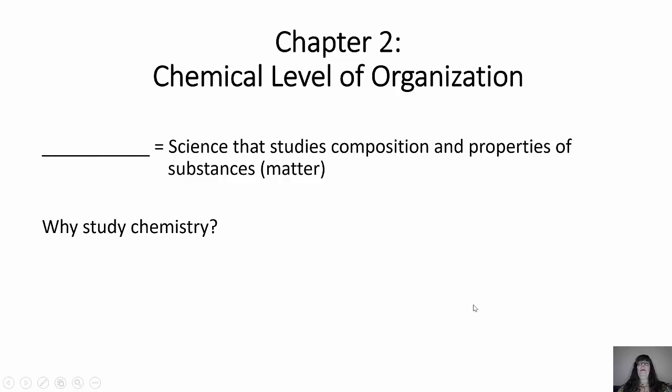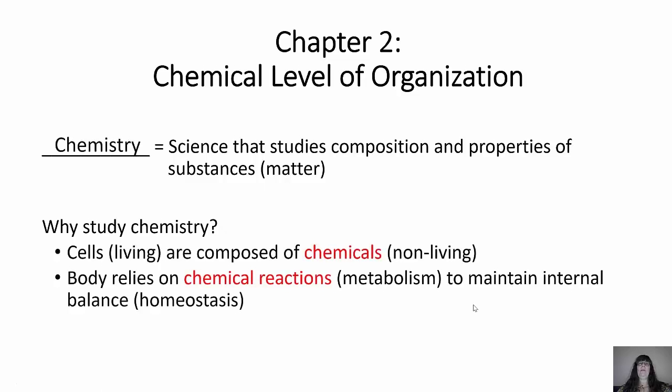Hi guys, so we are studying chapter 2 today, which is chemistry. Before you panic, we're only studying the basics of chemistry, so don't worry. But first we have to define chemistry. Chemistry is just the science that studies composition and properties of substances or matter. Matter is anything that takes up space and has mass. So basically chemistry just studies the properties of that matter and what they're made of.